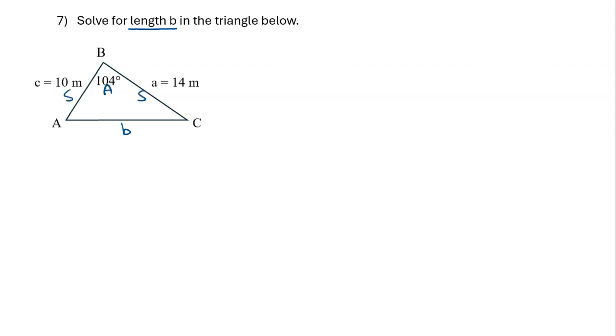The last example we're going to look at is solving for length b of a triangle below. And so this triangle is giving a side with the angle and then another side. So side angle side. That means we're going to use the cosine law. The other thing you can do is you can look at pairs of angles with known sides that are opposite. There's no pairs. So we know we have to use the cosine law.